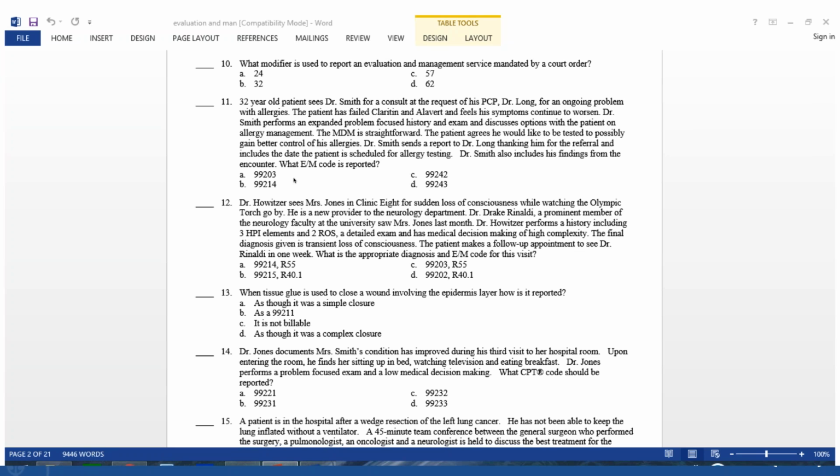Page 6. How many HPI elements? She had 3 HPI elements. That makes her HPI brief. Remember? Real quick, we already got it calculated. She had 2 review of systems. My review of systems are on page 7. If she had 2 review of systems, that makes her review of systems what? Extended, right? And then what type of exam did they have?